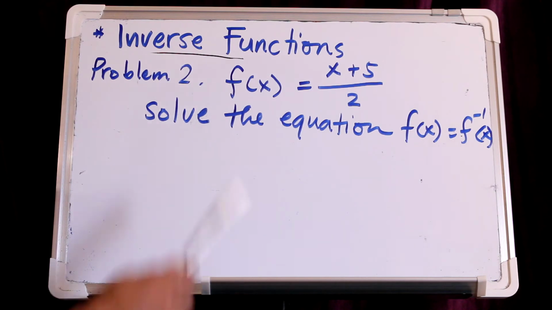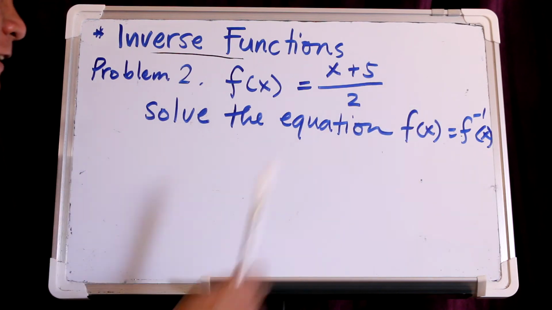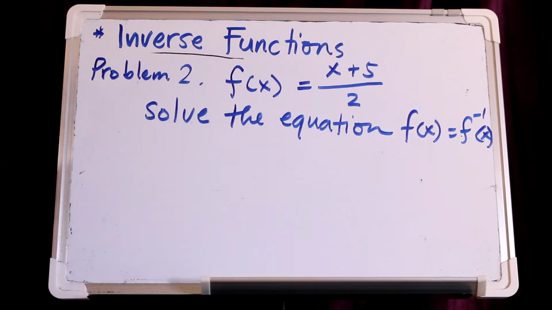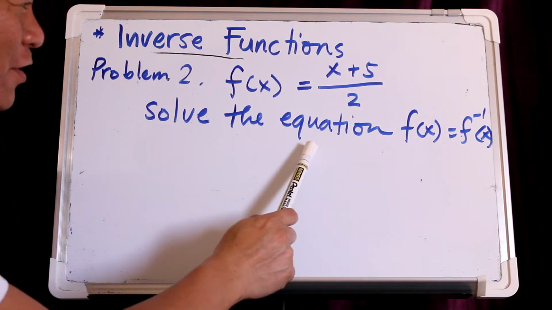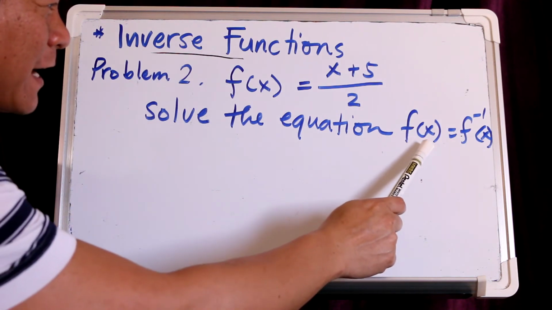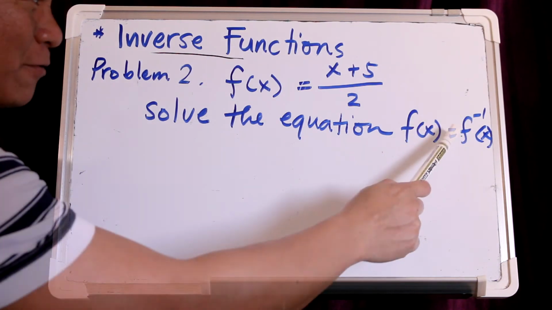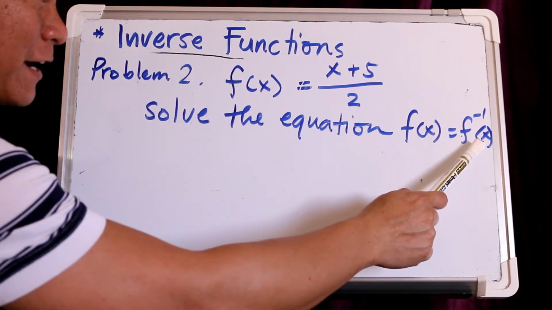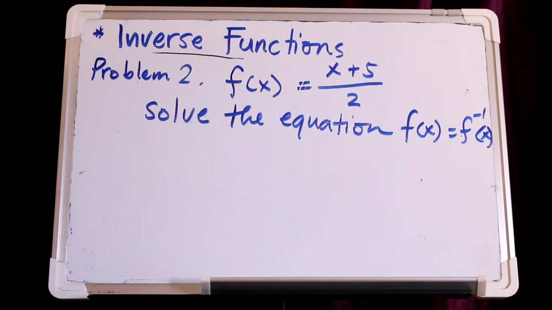Number 2 for inverse function. So you are given one function here, but in the exam it might be that we are going to give you two functions like this. For this case, you are going to solve the equation f(x) equals f negative 1 of x. So we need to make an inverse function of that first.